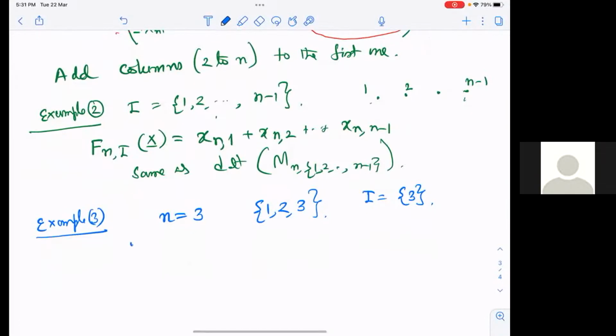So one possibility could be 1, edge goes to 2, edge goes to 3. And then the other could be 2 goes to 1, goes to 3. 3 is always the root, so I'm drawing like that. And the last possibility is that 1 will go to 3 and 2 also will go to 3.